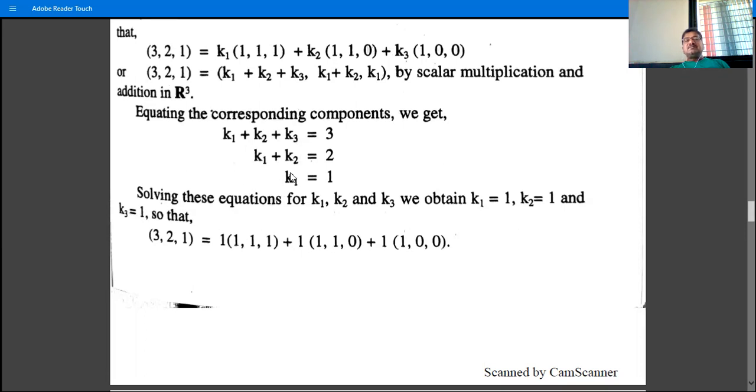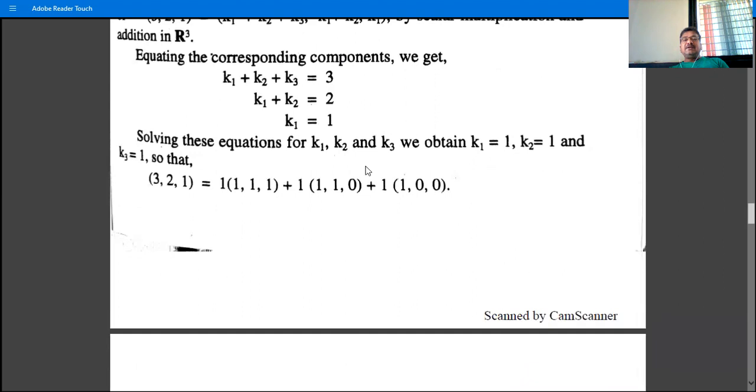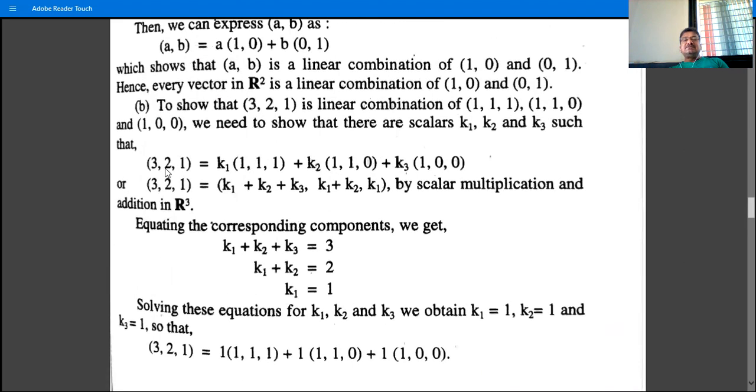The augmented matrix is already in echelon form, so there is no need to apply the Gauss elimination method, that is, to form the augmented matrix and reduce it to echelon form. Therefore we have the solution directly. This system is consistent, and we have the values of k1, k2, k3. So (3, 2, 1) is expressed with k1 as 1, k2 as 1, and k3 as 1.